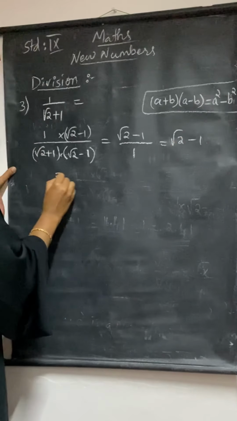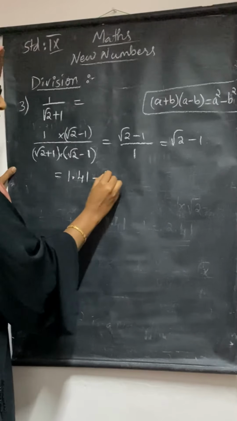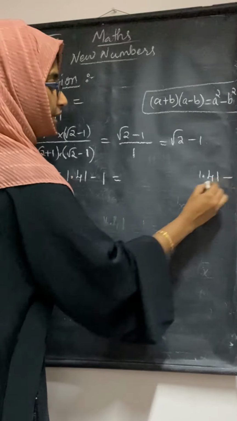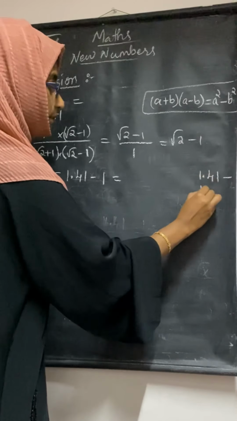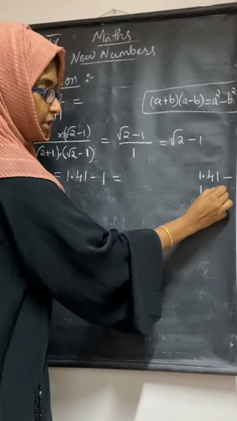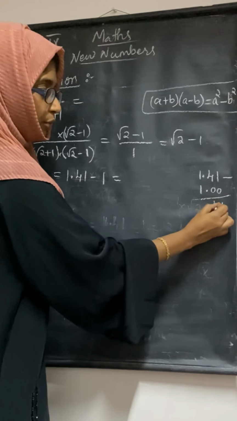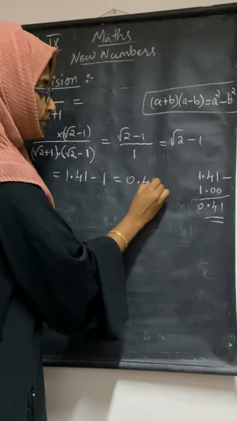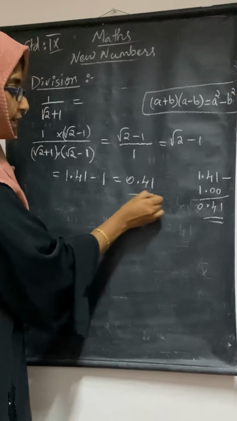Now square root of 2 value is 1.41 minus 1. What is the answer? You can put the answer here, minusing, that is 1. 1 here, it should come 1 here, okay, not here. If you want you can put the 0 here. So 1 minus 1 is 0, 0.41. 0.41, this is the answer.